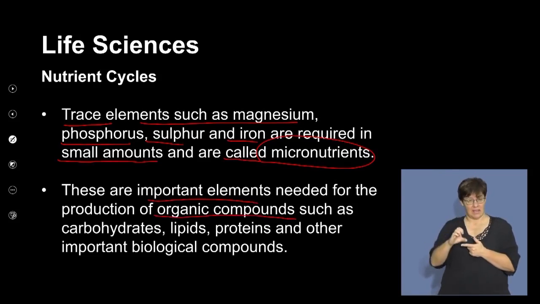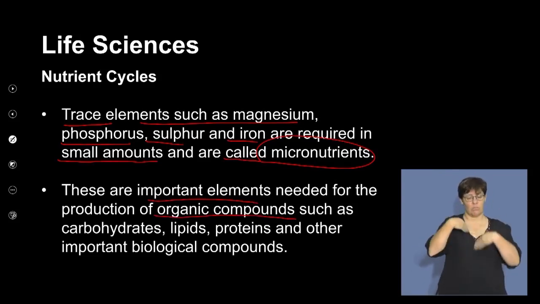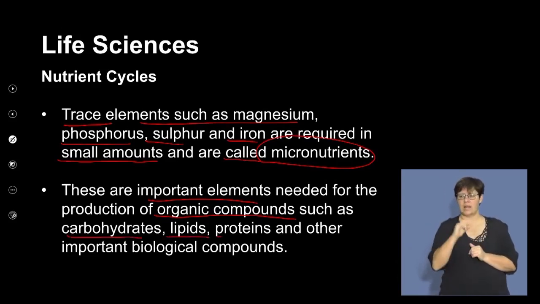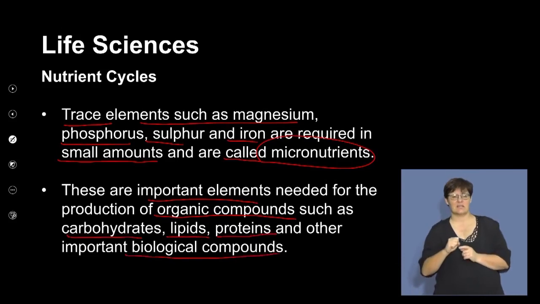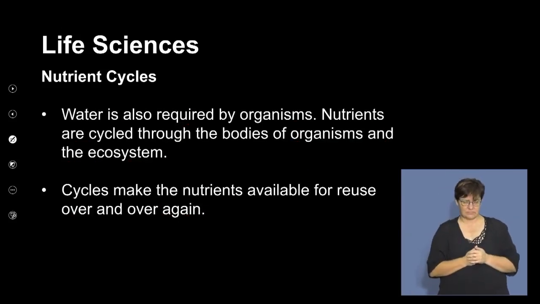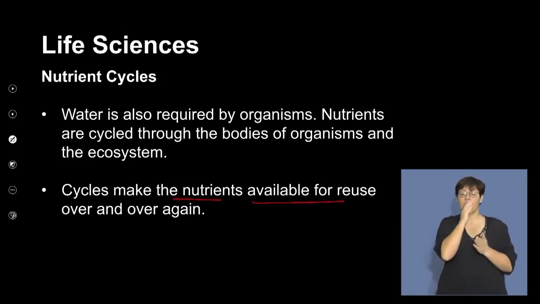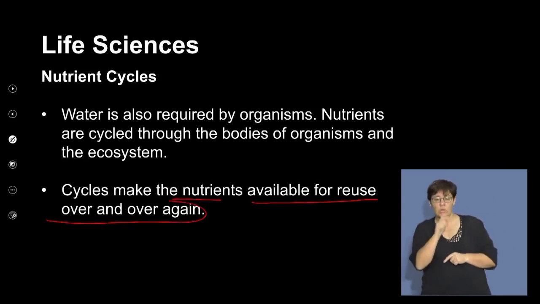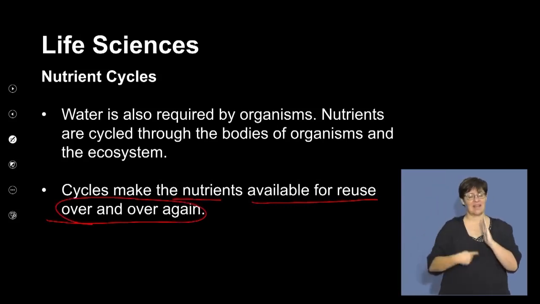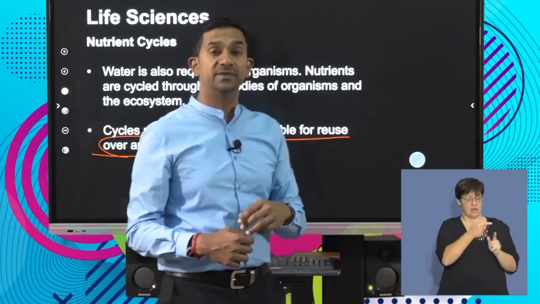And organic compounds, we refer to those that are produced through a biological process. And examples of those are carbohydrates, lipids or fats, your proteins, and other important biological compounds. It's important that we understand that the nutrient cycles ensure that nutrients are available for use and reuse over and over again. And the context of a cycle means that these are recycled in the environment continuously.